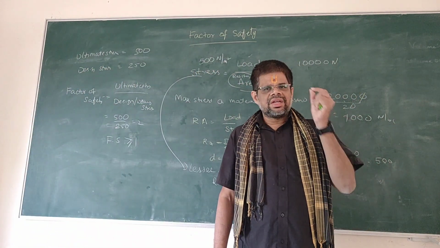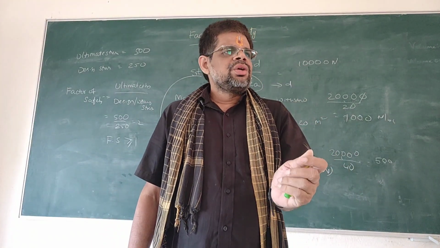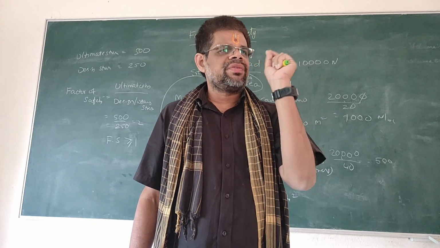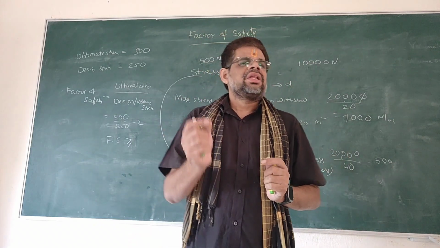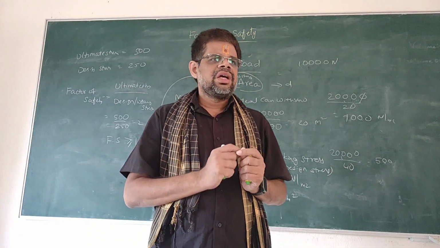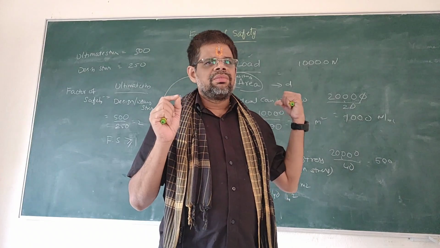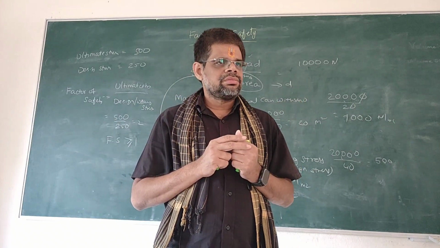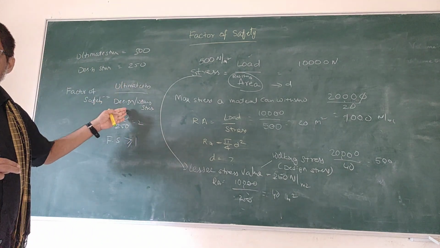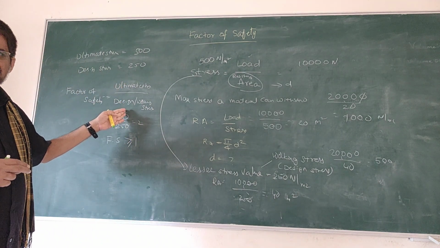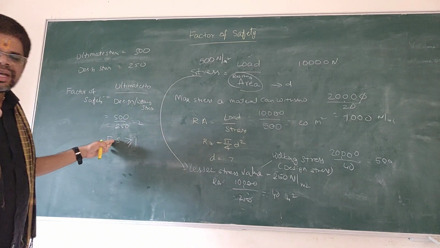So when you are designing any component and determining the dimensions, you have to assume a proper factor of safety. This factor of safety depends upon the material of the product, the process, and the working conditions in which the component is going to work. So this is factor of safety. It is the ratio of ultimate stress by design stress, not design stress by ultimate stress. It is ultimate stress by design stress.